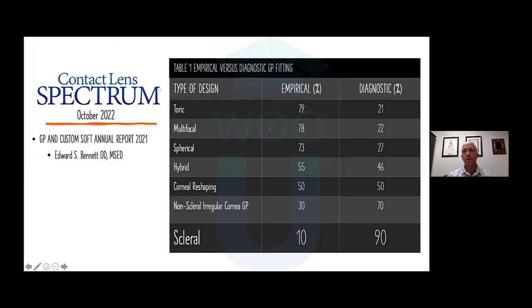This is published data from an article that came out in Contact Lens Spectrum this month from Dr. Ed Bennett. And this really highlights what we were just talking about, that the vast majority of scleral lens fits are fit using diagnostic lenses. Only 10% right now are empirically fit.